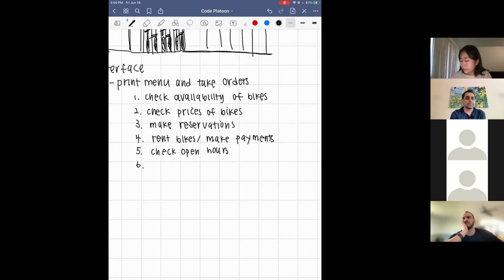And also, it would be helpful when we check the open hours to include a detail, like when the store is not open, customers can't rent bikes.